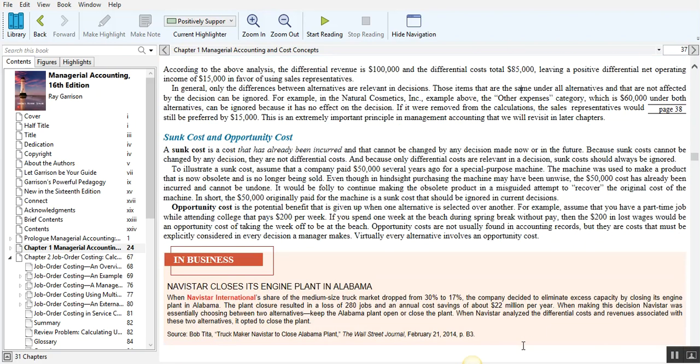Now, when we talk about a sunk cost, and we're looking at a decision like this, a sunk cost is a cost that already was incurred, and whether we do the project or not, or the proposed change or not, we're still going to have that cost. A sunk cost cannot be changed in any way based on the decision we make. So we ignore sunk costs.